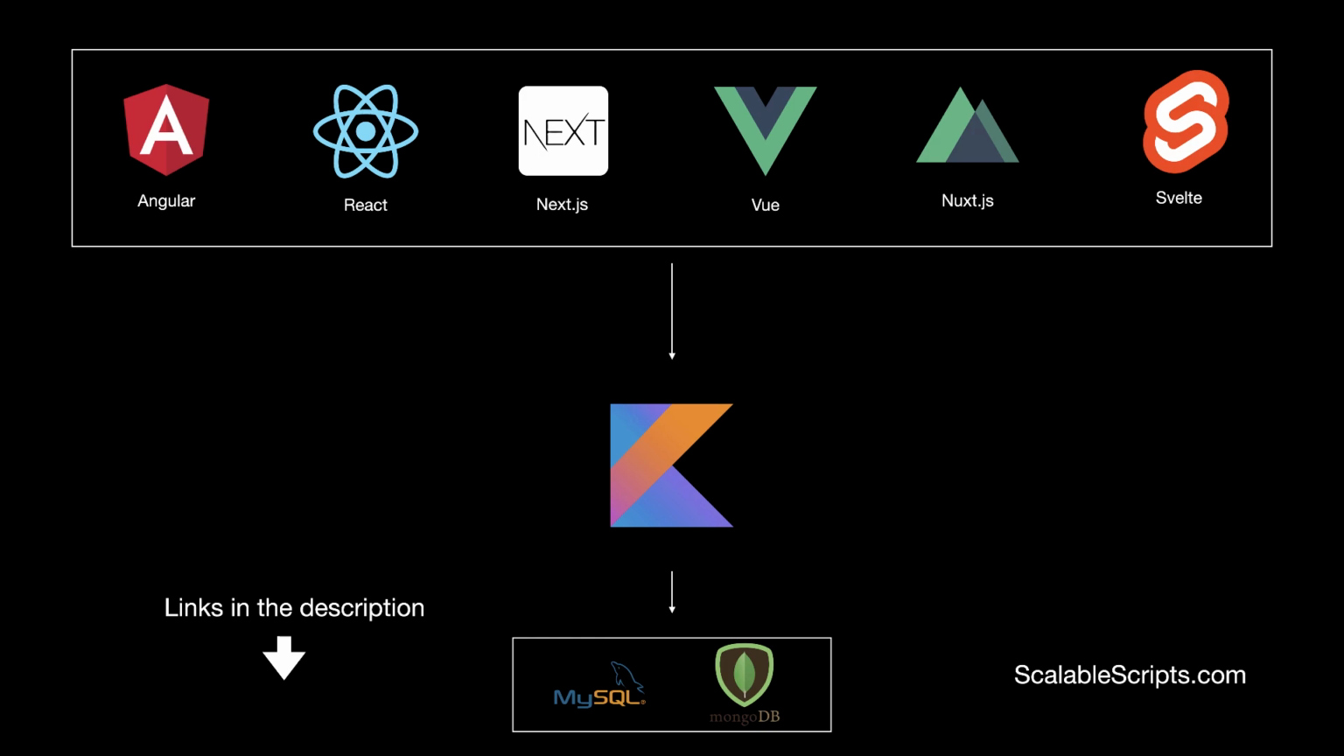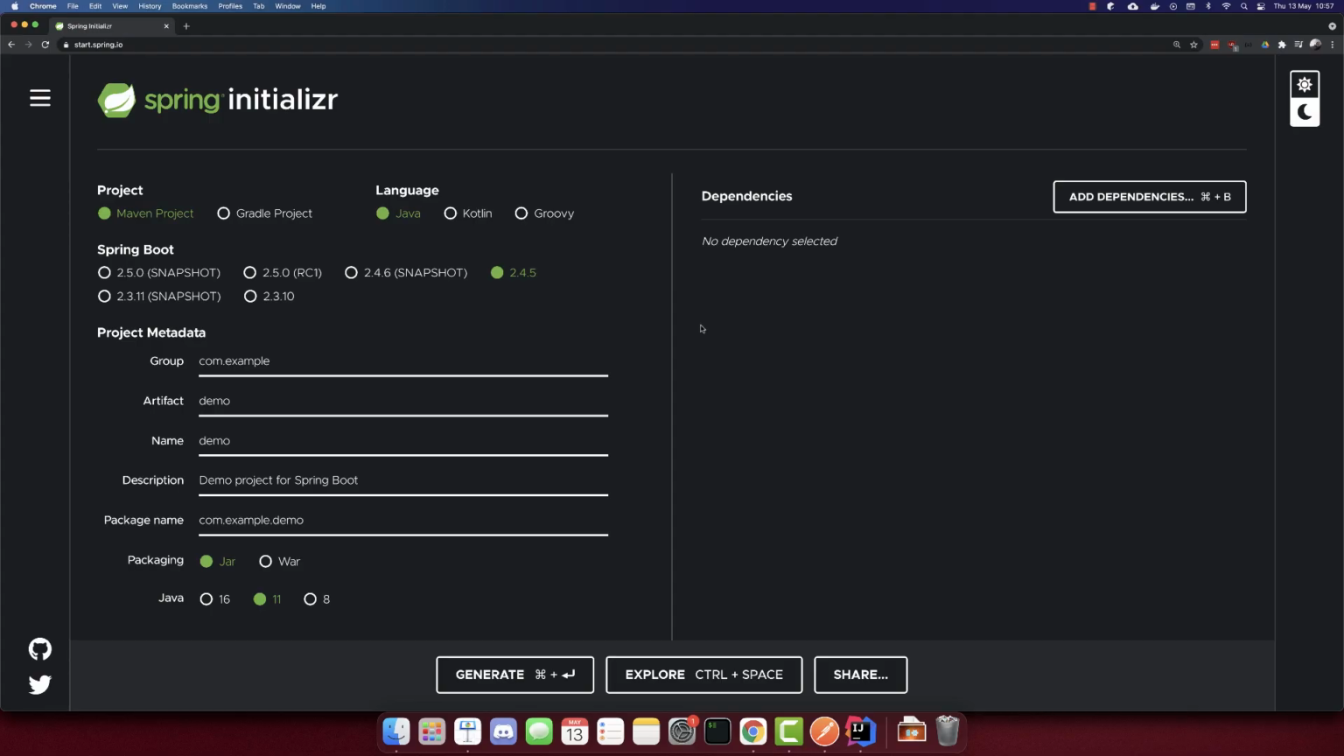Now let's start building the app. Now let's create the app. Go to start.spring.io and here we will generate our project. So my project will be a Maven project. I'll select Kotlin here, Spring Boot the latest one, and the metadata here. I'll put the scalable scripts here. And this is Kotlin search. Lazy loading, search and sorting. And the Java version will be 16.